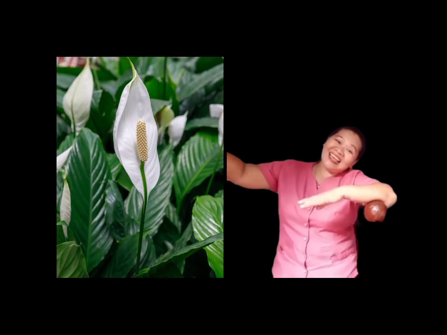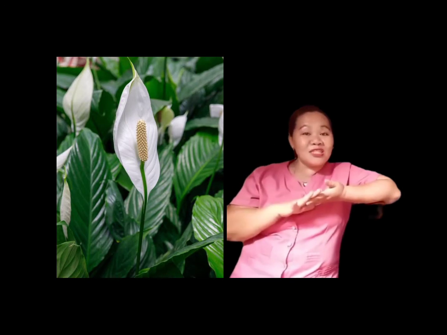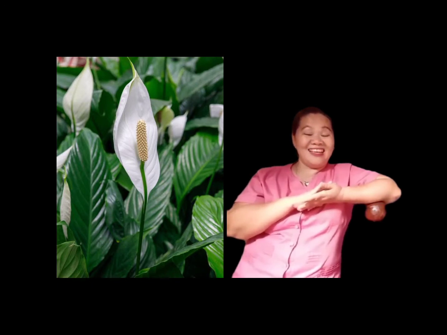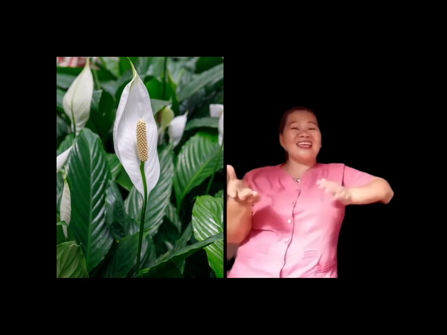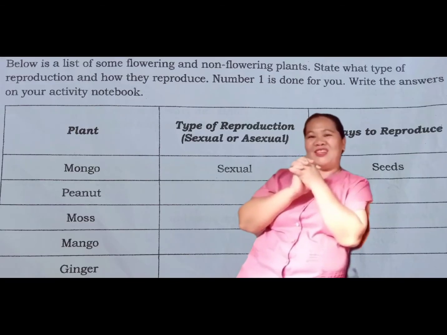And the last one we have is lily. Okay, lily is under asexual reproduction. Its way to reproduce, if you answered natural vegetative reproduction, bulbs. Okay, check. Okay, kids, congratulations for a good job. Very good.